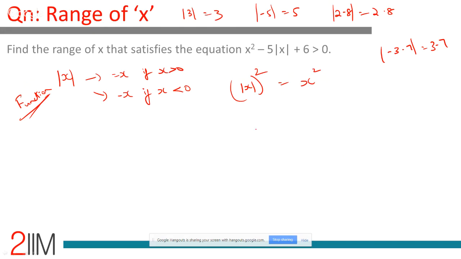Square of mod x is the same as x square. Really, the distinction is that mod x itself is positive, so squaring that gives a positive. X square will definitely be positive. The magnitudes are the same, both are positive.